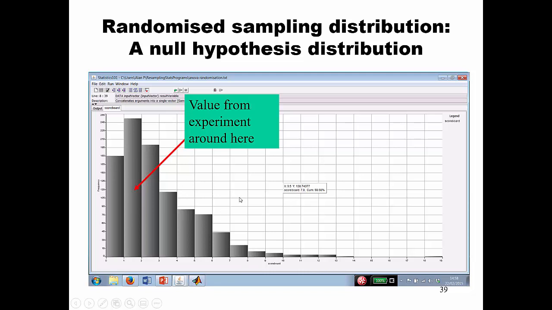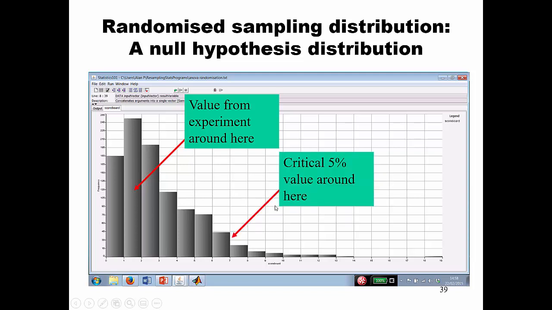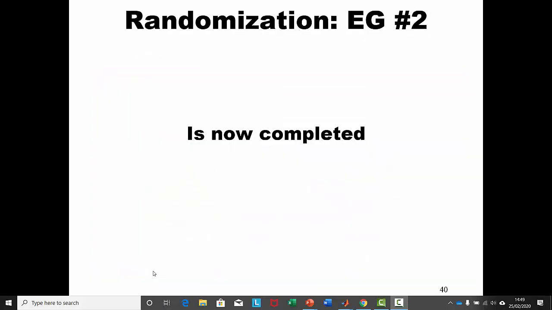So you have no confidence in rejecting the null hypothesis, which is in keeping with the pattern you saw earlier in the bar chart. And the critical value would be somewhere around here, much, much higher. So only if the value in our experiment was up this end, above 7-ish, would we be unlikely to accept that it was generated from a sample that was true under the null hypothesis. The p-value would be less than 0.05. And that's the end of randomization example number 2.